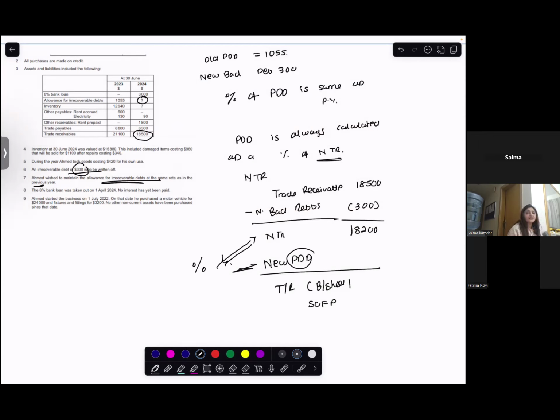Yeah? Fatima, are you with me? Mm, yes, miss. But I don't know the percentage. Do I know, Mahar? But they are telling me the percentage is the same as the previous year. Okay. So I know my previous PDD was how much? Old PDD was 1055. Old trade receivables was 21,100.